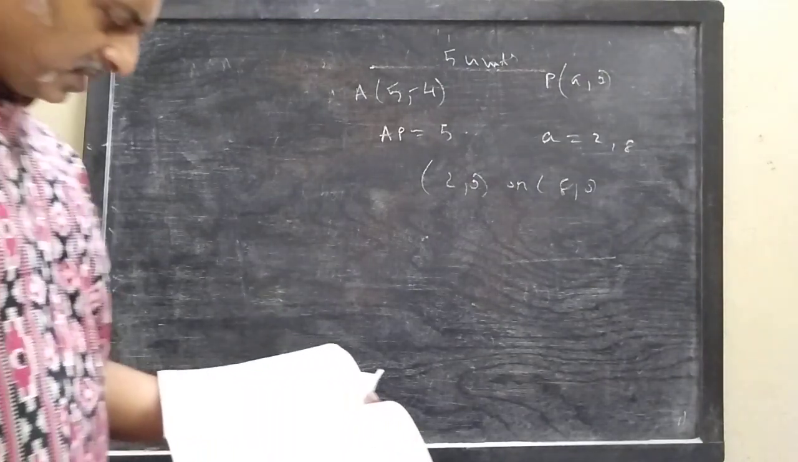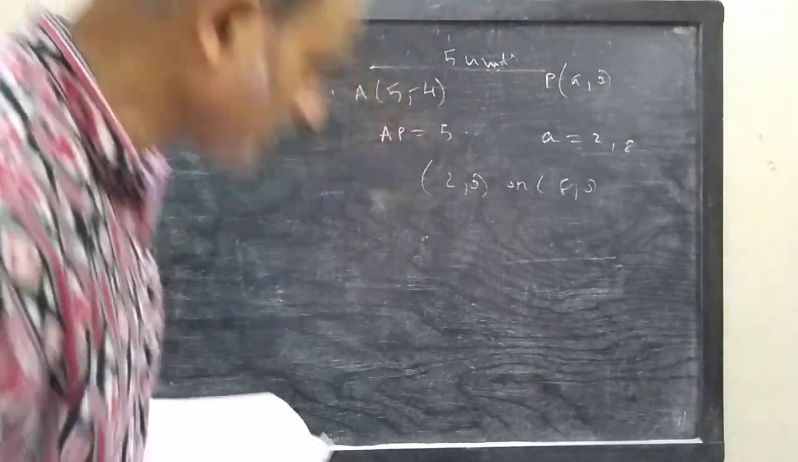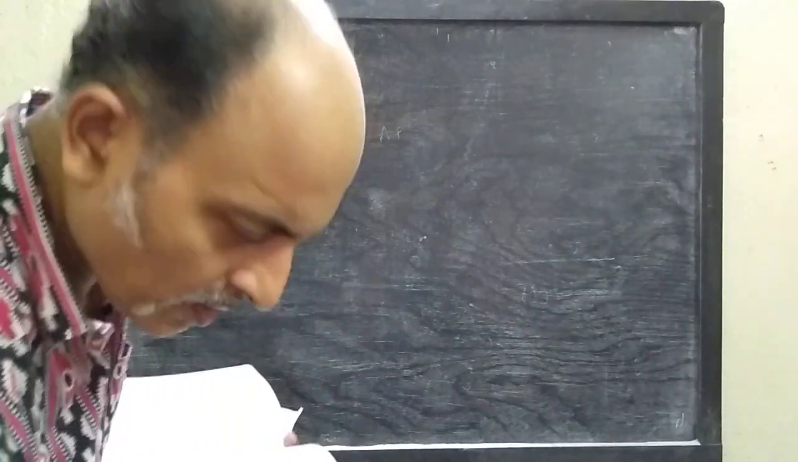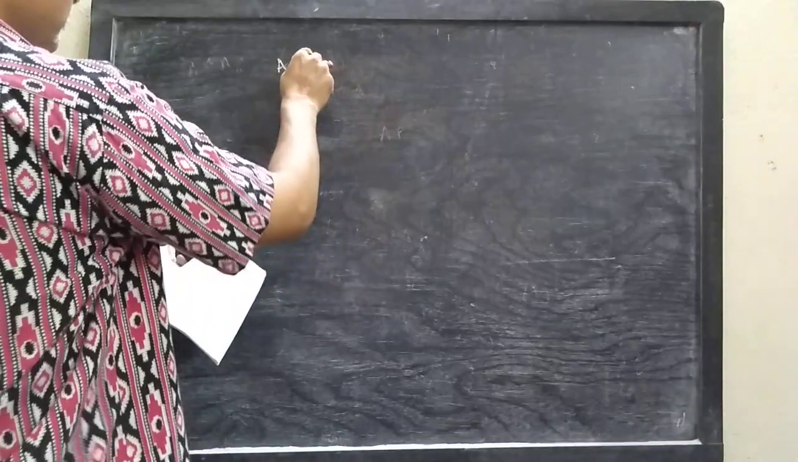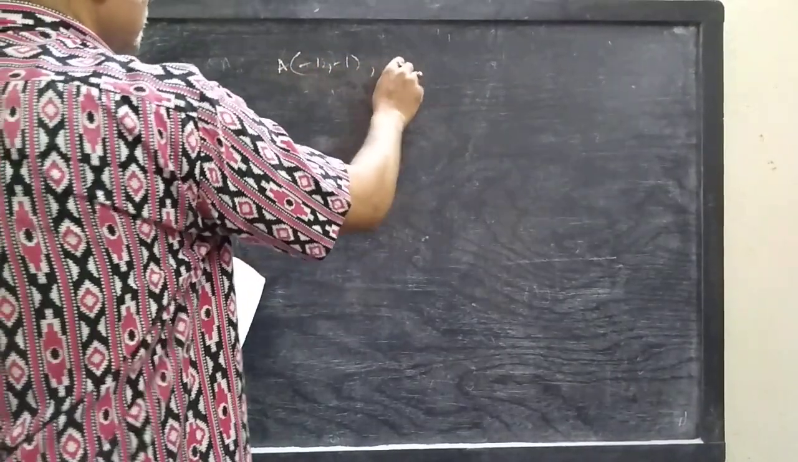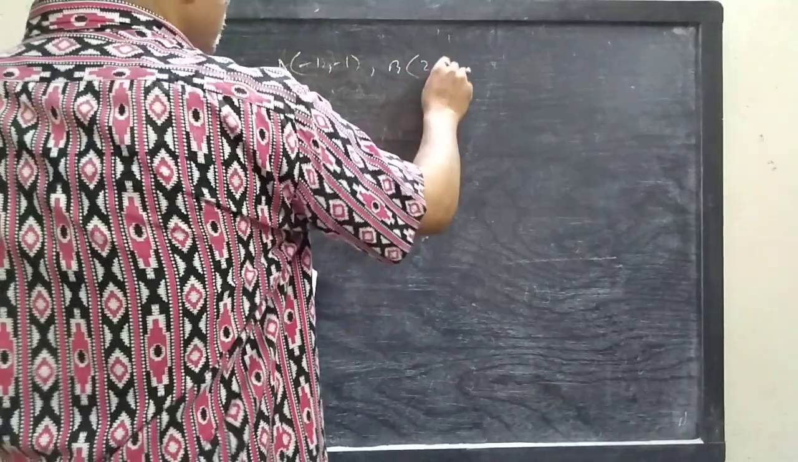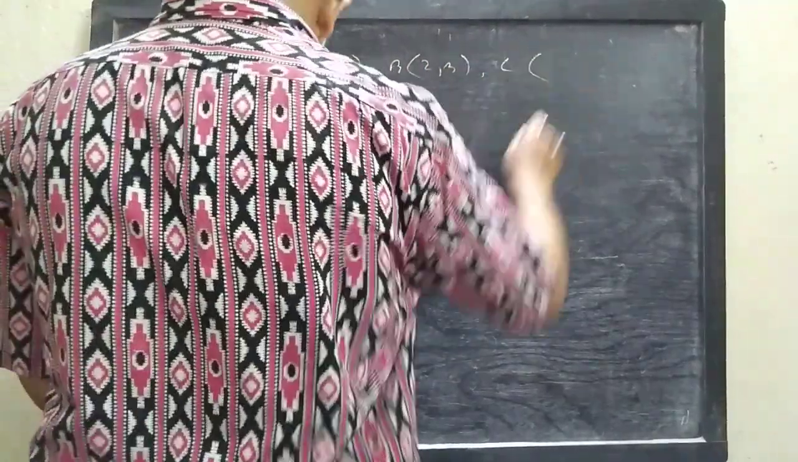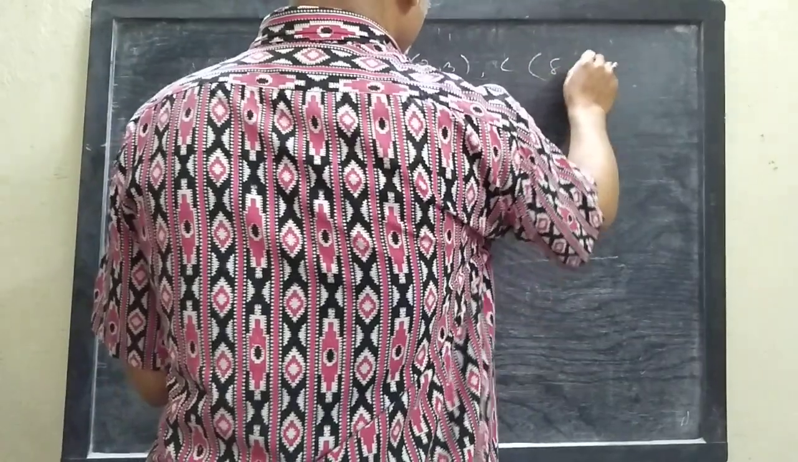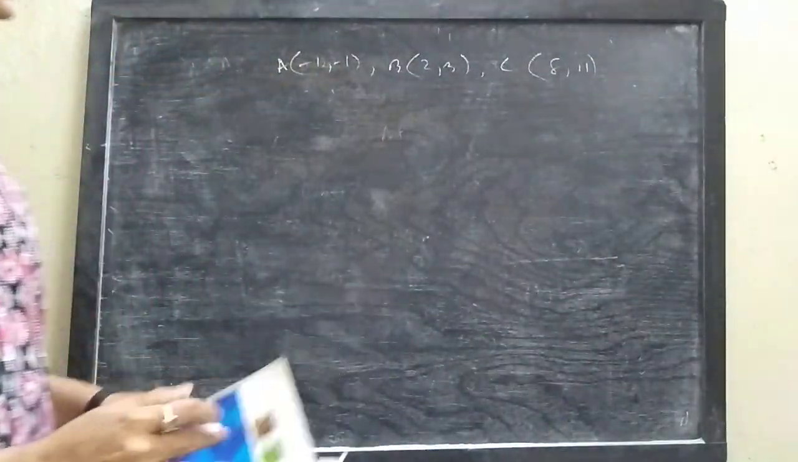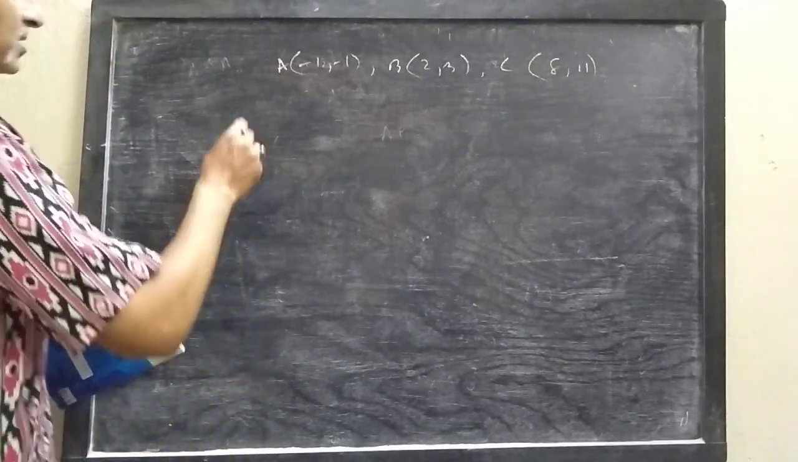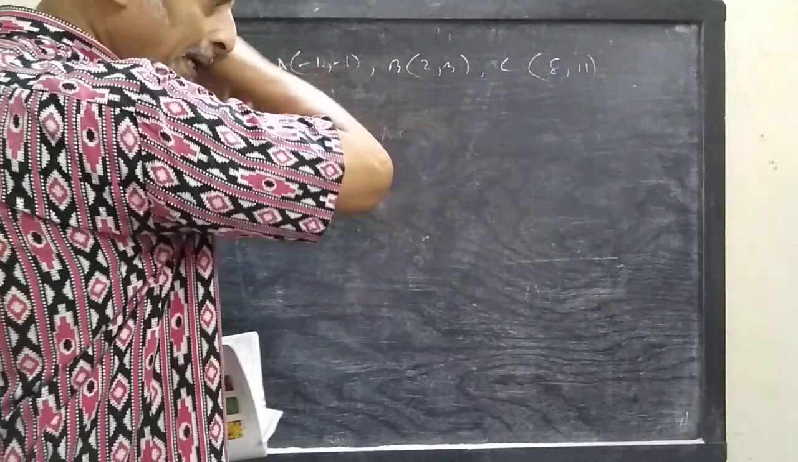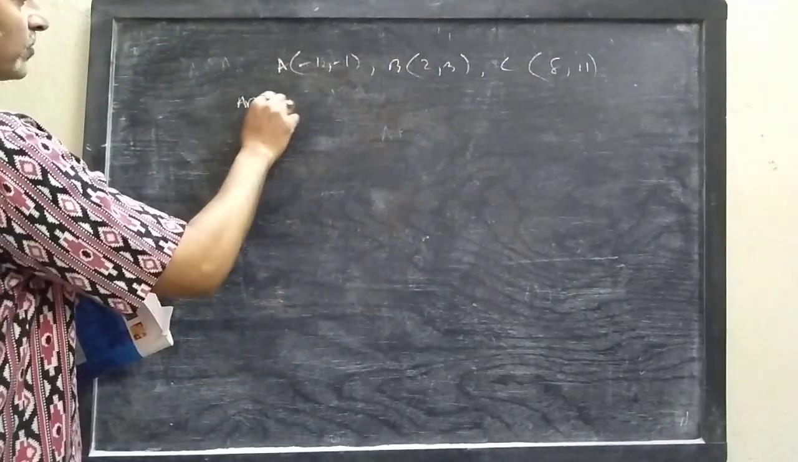Next, using distance formula, show that the points are collinear. This is another type of question. You have 3 points. First one is A minus 1 minus 1, B is 2 3, and C is 8 comma 11. And you are asked to show these 3 points are collinear using distance formula. For this, you have to first find the 3 distances between A and B, between B and C, and between A and C. First find AB.